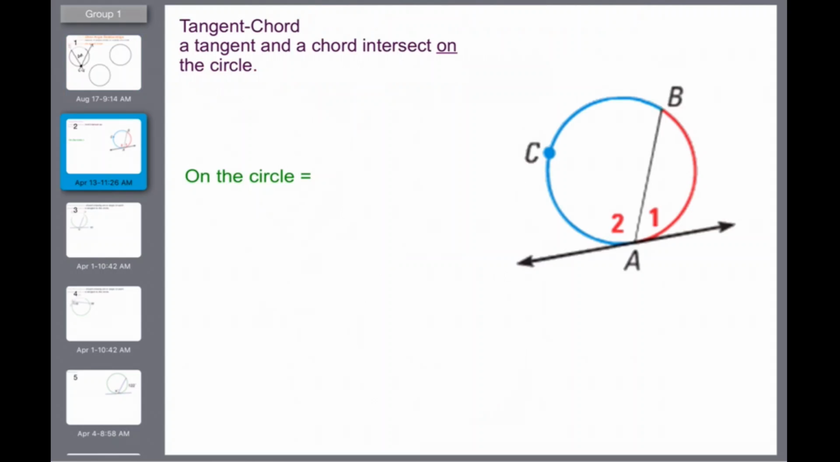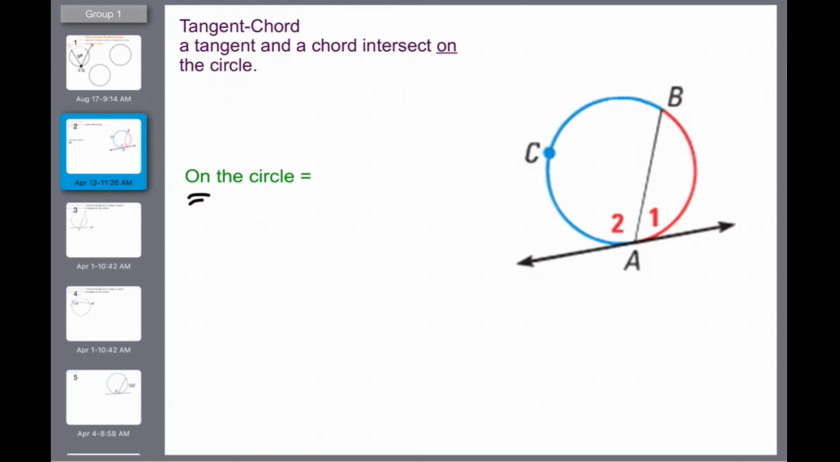So this relationship mostly looks like what we call a tangent chord relationship. Basically it's where a tangent and a chord intersect on a circle. So here we have this tangent line down here, and we have chord AB right here. And those two intersect at point A. So here we have a tangent and we have a chord.